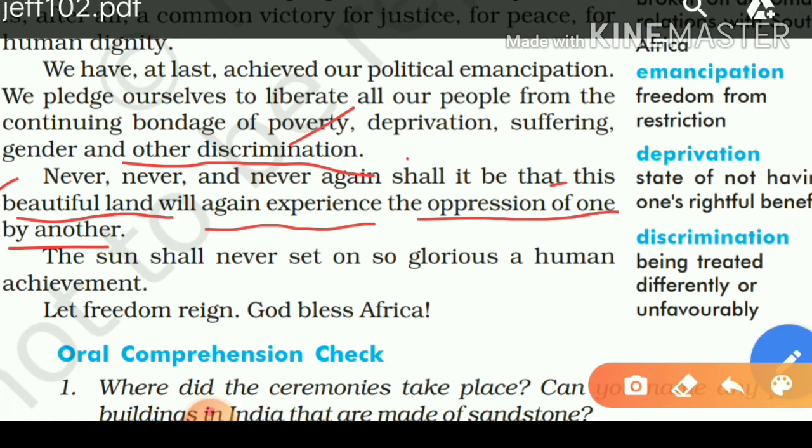This is what Nelson Mandela says. Then he says the sun shall never set on so glorious a human achievement.